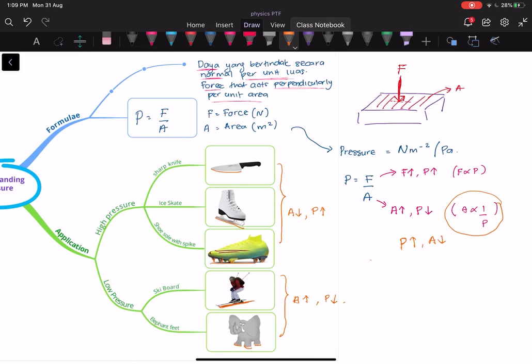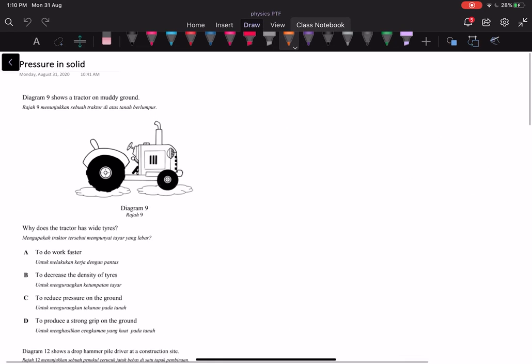Now, boleh tak pelajar-pelajar sekarang ni berikan satu lagi contoh? Give me one more example of a concept which says that when the surface area is large, the pressure is low. Another example of an application. Can you all come up with one application here? Now let's look at questions related to pressure in solids ataupun memahami tekanan ni.